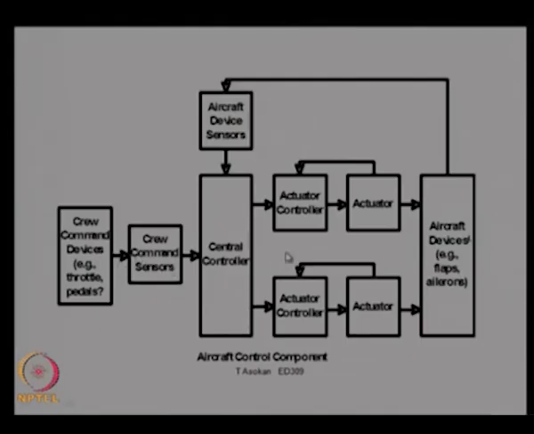Here again we do not specify the particular elements, but we will give a generic name for this, like crew command devices, crew command sensors, central controller, aircraft device sensors, actuator controller, then actuator, then aircraft devices, actuator controller and actuator. So, this is the way we write down the generic physical architecture. We do not specify what kind of a sensor we are using or what kind of an actuator we are using and what kind of controller we are using.